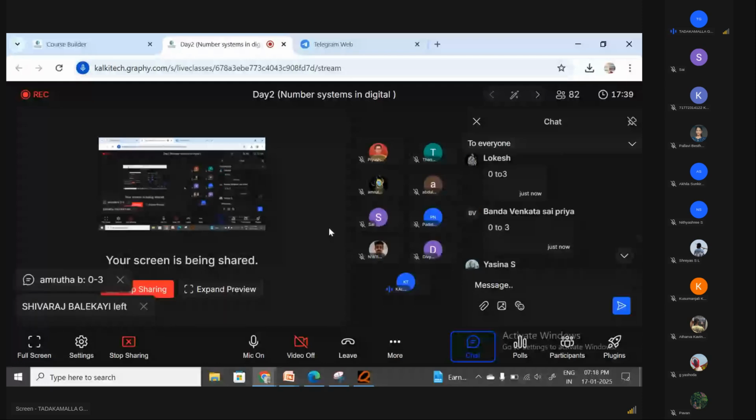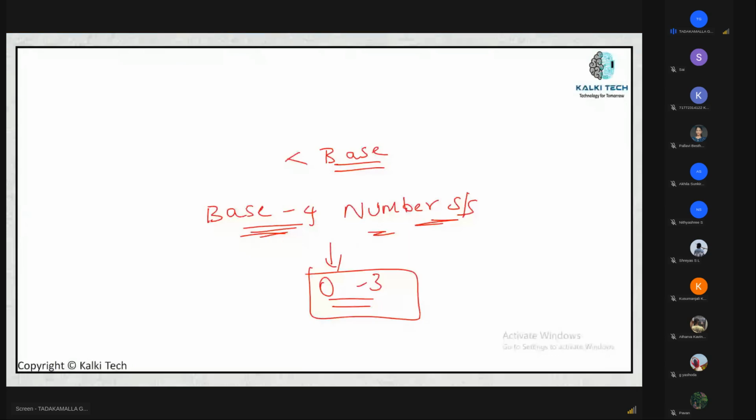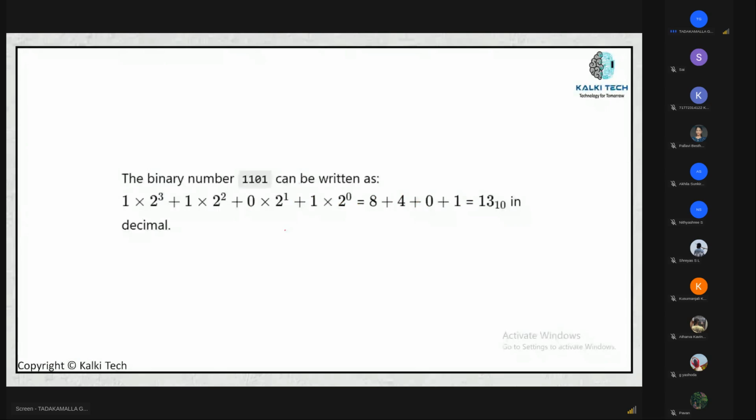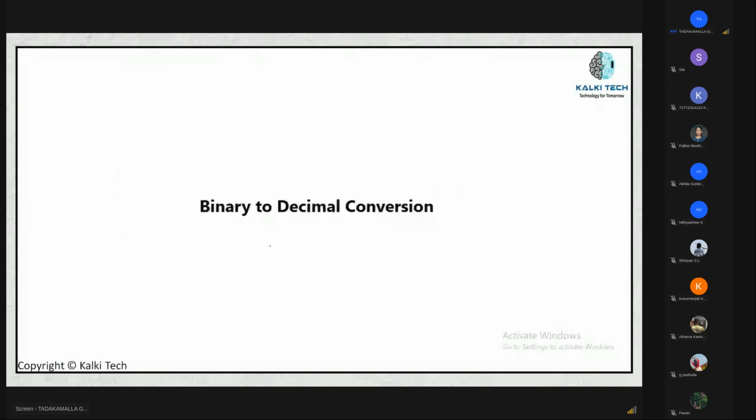For any base, the highest digit will be less than that base. In the case of base 10, that is the decimal number system, you have already seen it goes from 0 to 9, and for hexadecimal it goes from 0 to F. We will use the representation F. So that is the introduction to number systems: binary, hexadecimal, decimal, octal. Is it clear?